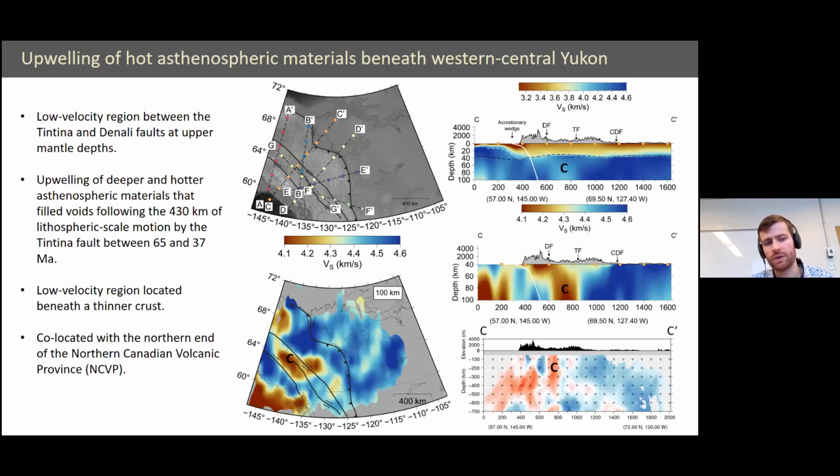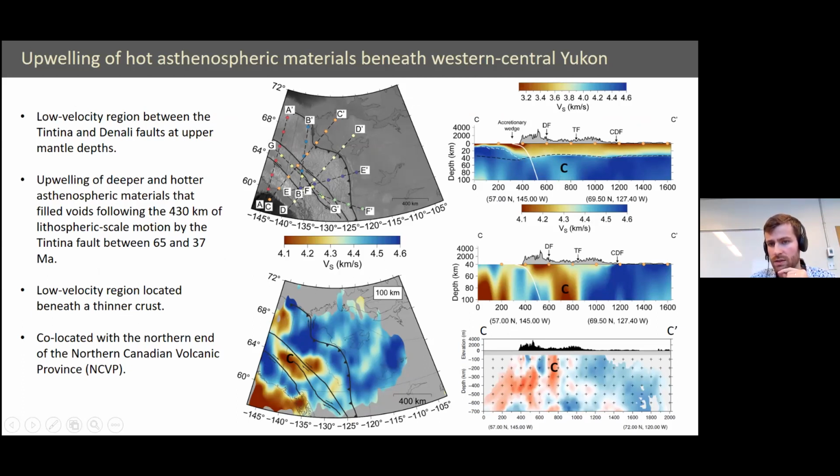Another feature that we observe in our model is this low velocity feature here. We have this low velocity region in the shear wave velocity model obtained from surface wave data, and it's very well bounded by the Tintina fault here and the Denali fault here. When we look in cross section, CC prime here runs perpendicular again to the Tintina fault. Here is the low velocity anomaly.